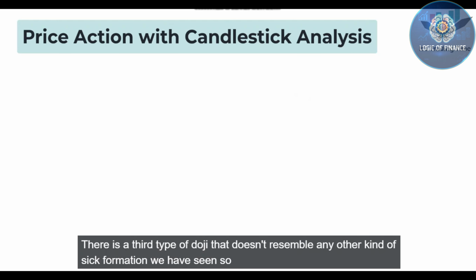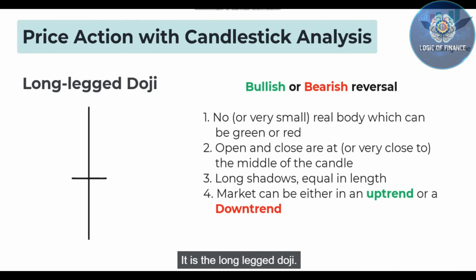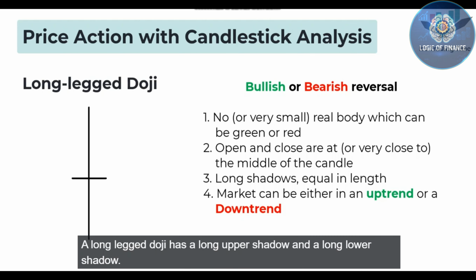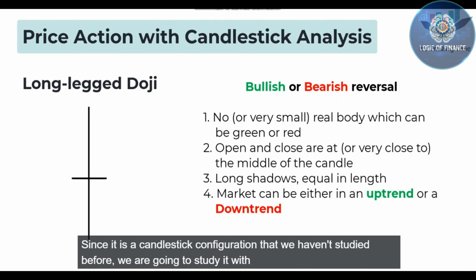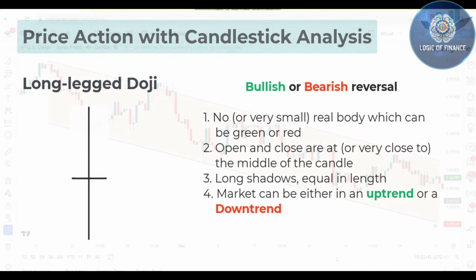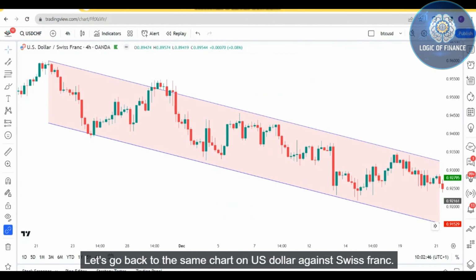There is a third type of doji that doesn't resemble any other candlestick formation we have seen so far. It is the long-legged doji. A long-legged doji has a long upper shadow and a long lower shadow. Since it is a candlestick configuration that we haven't studied before, we are going to study it with a real market example. Let's go back to the same chart on US dollar against Swiss franc.